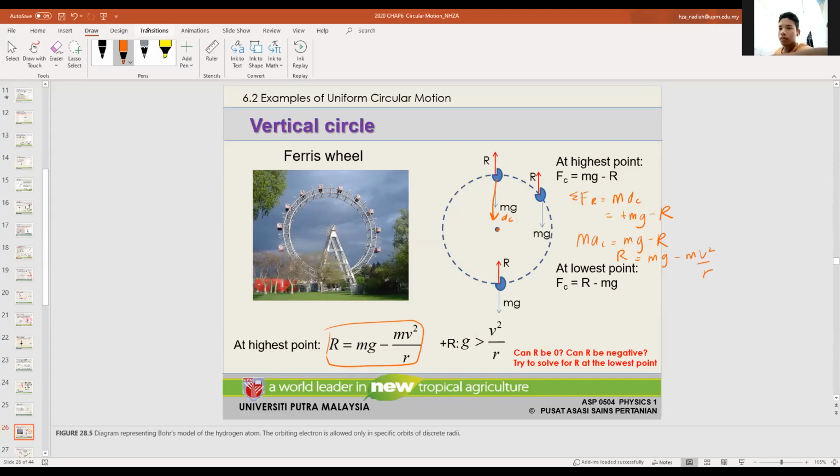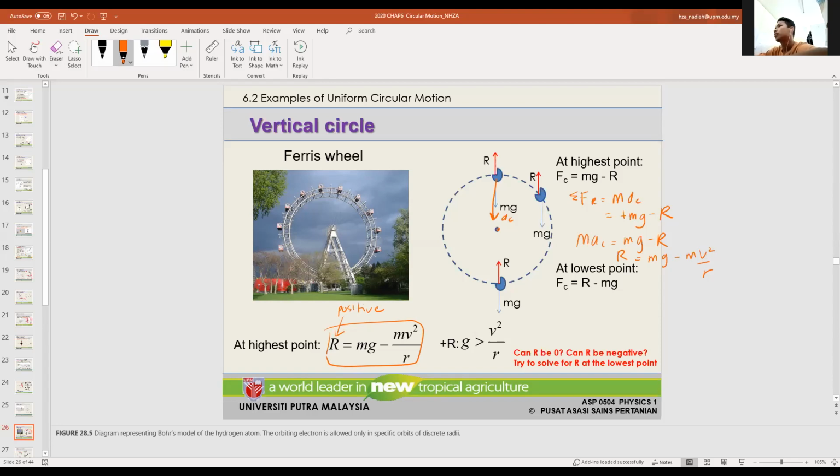Now, what happens if my R is negative? Can I have a negative R on a Ferris wheel? No. Why not? It would mean that we would fly from the seat. Yes, it means I'm flying off from the seat and I'm dead. So tak nak macam tu. We always want to be safe. Our R needs to be positive at all times. Okay, if you don't want to be dead, your R needs to be positive.